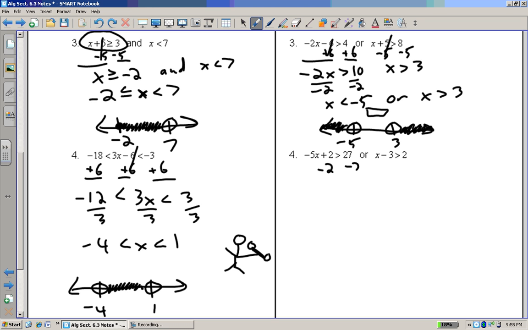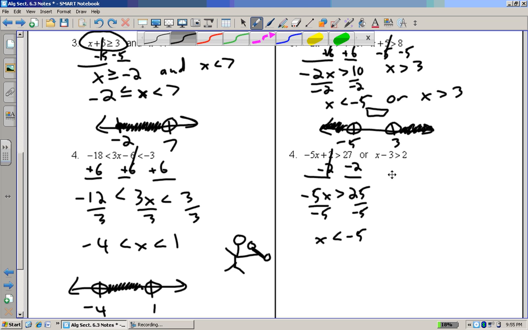All right, so we're going to solve each part. I'm going to subtract 2. We're going to divide by -5. Whoa, what happens? Here we go. X is less than -5. We have to switch because we divided both sides by a negative. And we're going to solve this part as well. Oops. Going to add 3 to both sides. X is greater than 5.